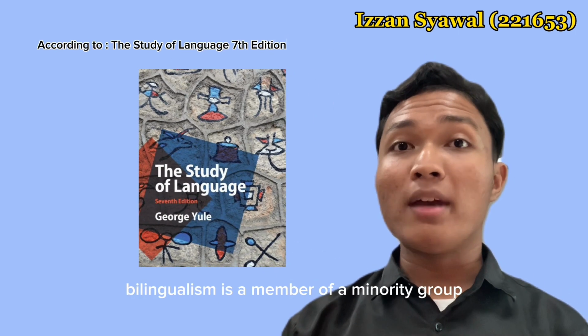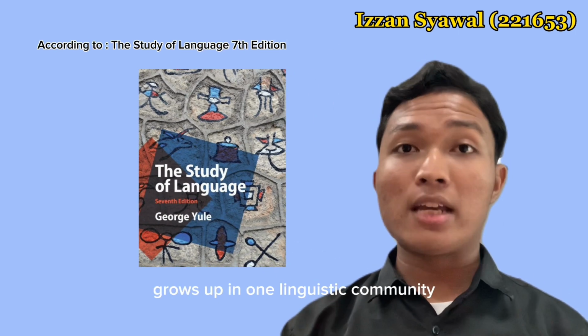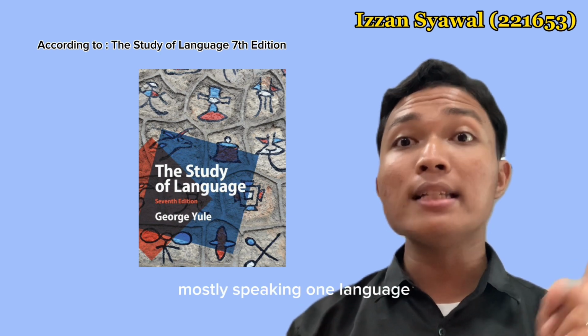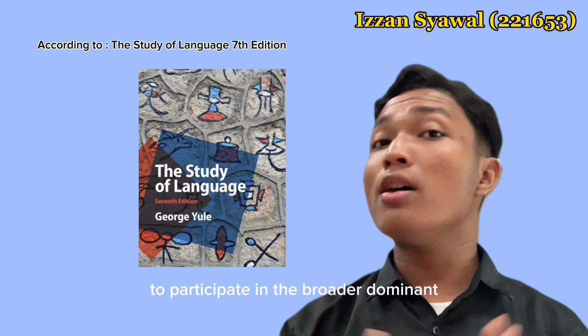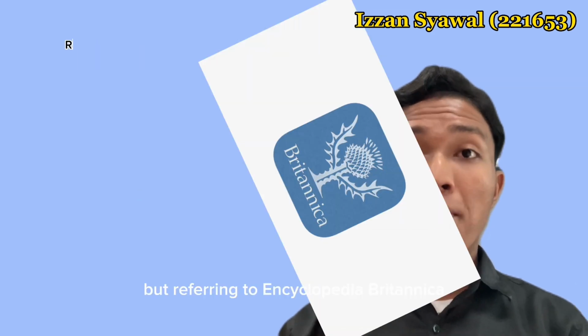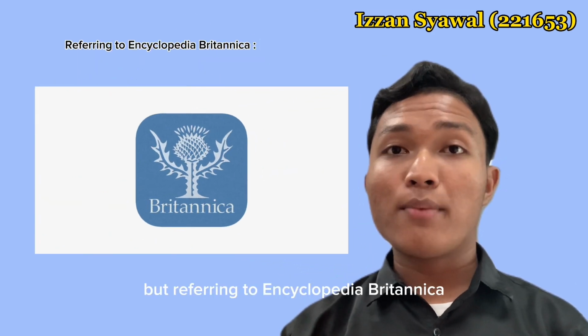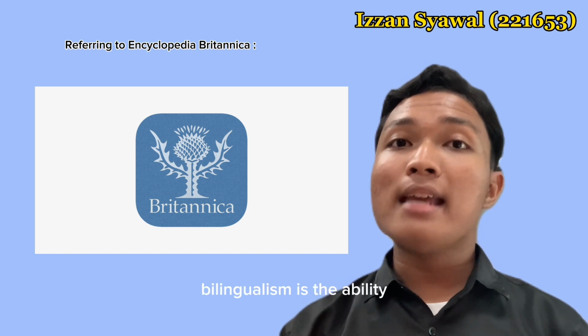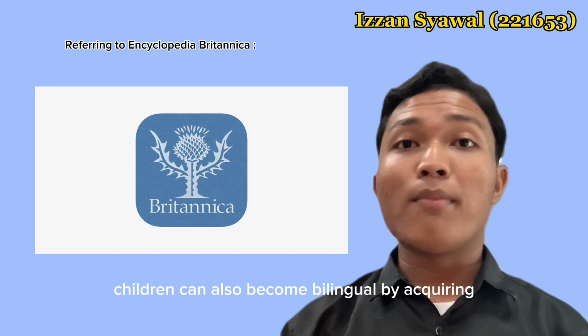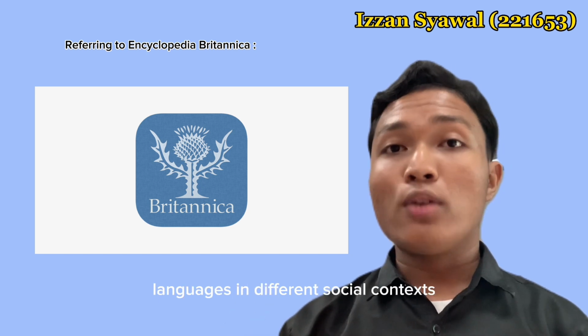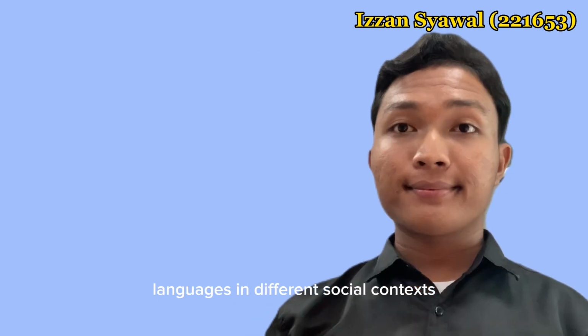According to George Yu, bilingualism is when a member of a minority group grows up in one linguistic community, mostly speaking one's language, but learns another language to participate in the broader dominant linguistic community. But referring to Encyclopedia Britannica, bilingualism is the ability to communicate in two languages. Children can also become bilingual by acquiring languages in different social contexts.